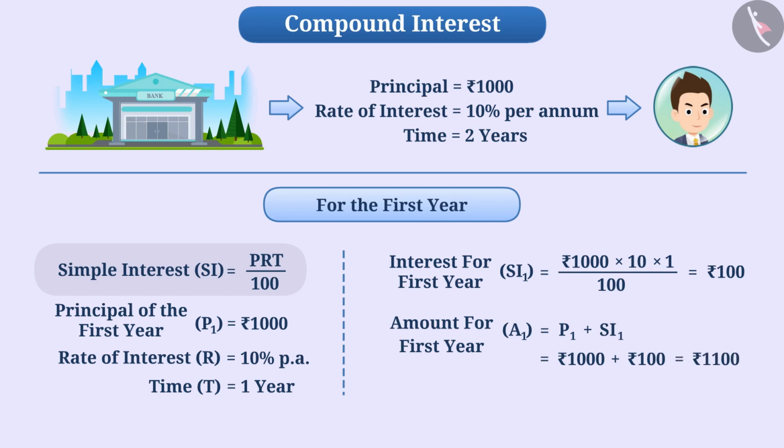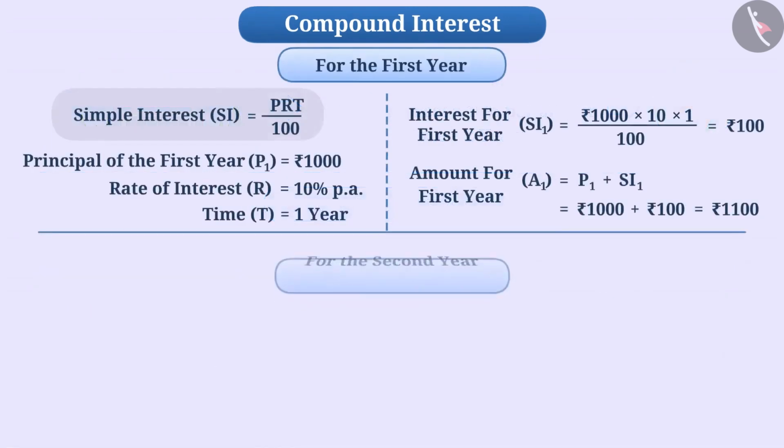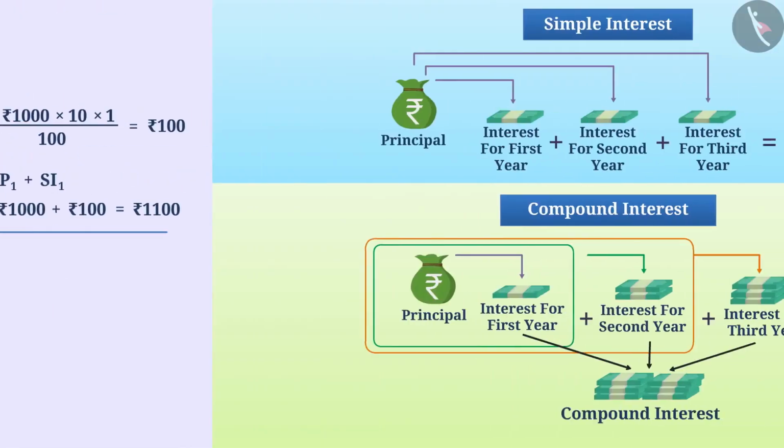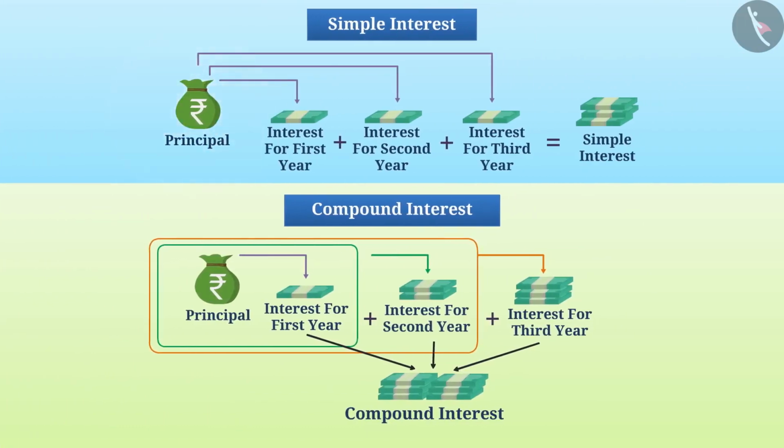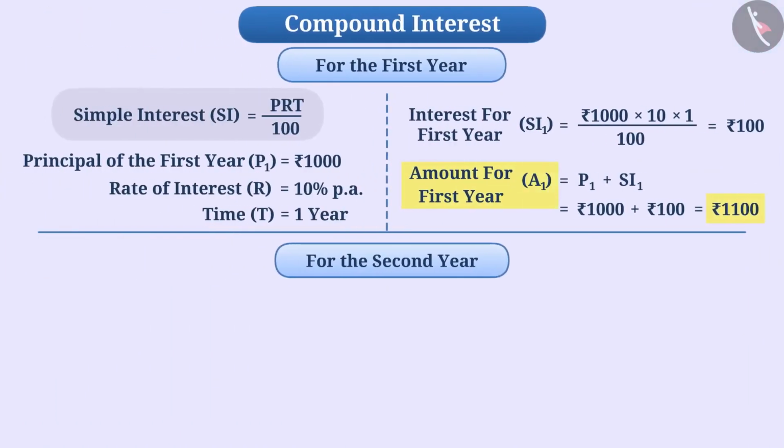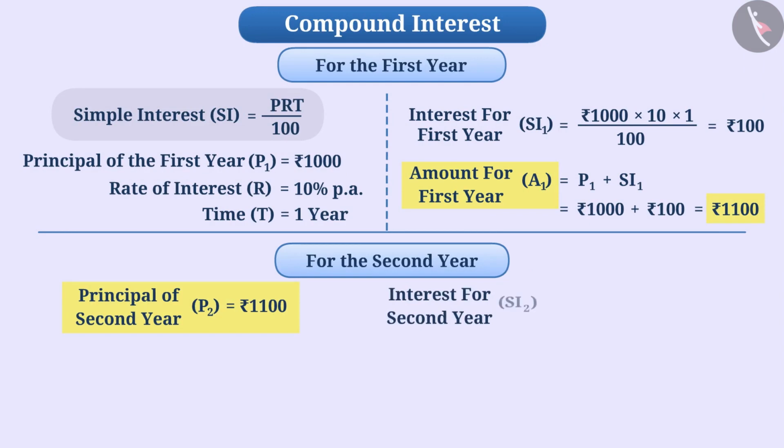Now, let's calculate interest for second year. In terms of simple interest, the principal is the same for each year, but in terms of compound interest, the interest is calculated on the total amount of the previous year. That is, amount A1 of first year will be the principal P2 for the second year. In this way, simple interest for second year SI2 is equal to rupees 1100 multiplied by 10 multiplied by 1 divided by 100 is equal to rupees 110.